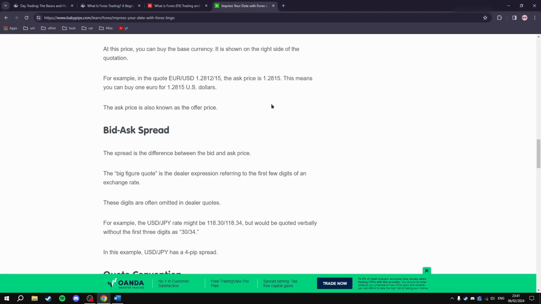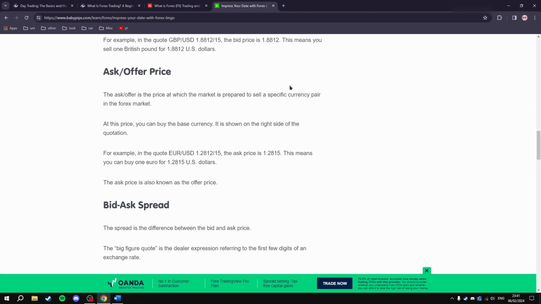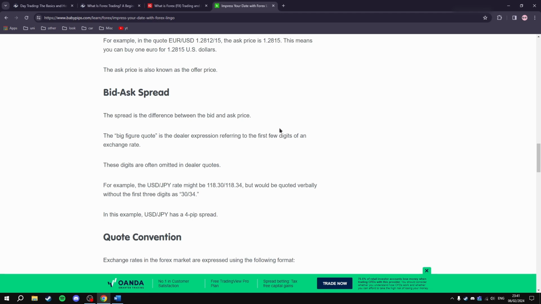For example, in a quote EUR/USD 1.2812/15, the ask price is 1.2815. So they're selling it for 1.2815. That means you can buy €1 for 1.2815 USD. The ask price is also known as the offer price. Bid ask spread: the spread is the difference between the bid and ask price.